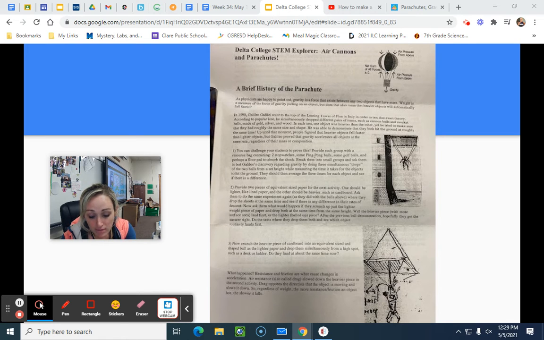So gravity is a force that exists between any two objects that have mass. Weight is a measure of the force of gravity pulling on an object. But does that also mean that heavier objects will automatically fall faster?